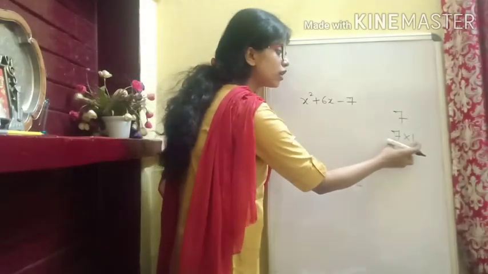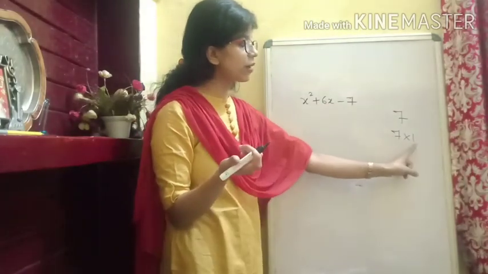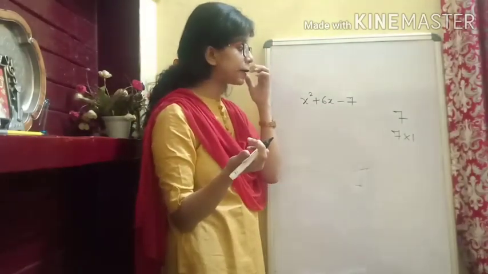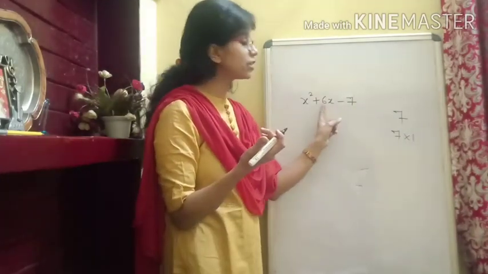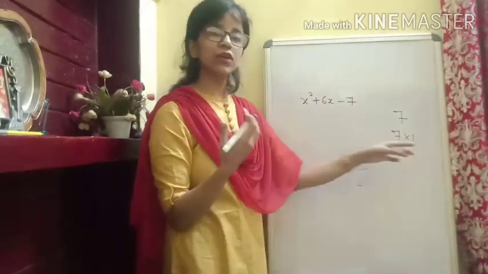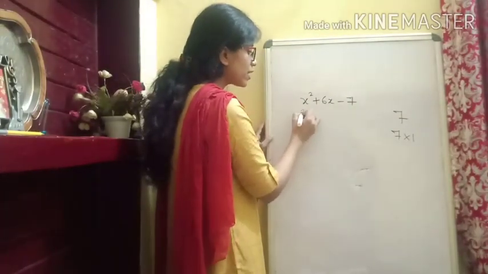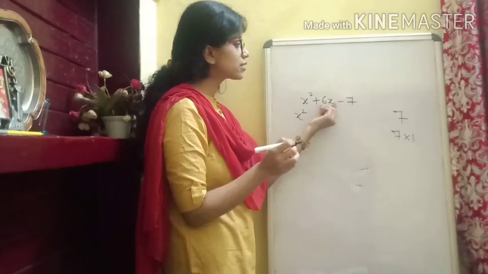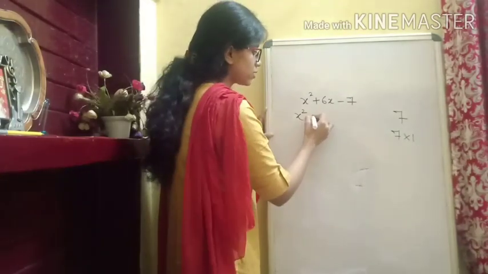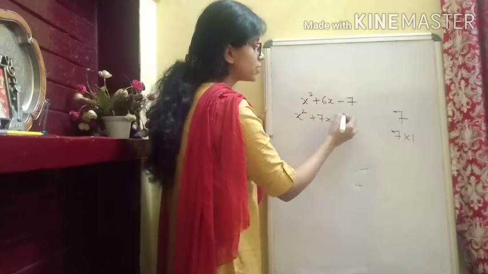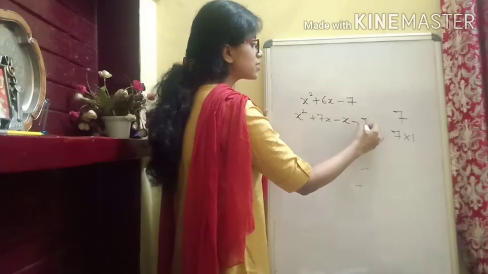Now we have these two numbers, and what do we want? We want 6. How to get 6? 7 minus 1, because we have to arrange the numbers. There are only two numbers, so how to get 6? 7 minus 1 will give you plus 6. Is it okay? Now let's see, x square as it is. How do we write this 6x? We will write it as plus 7x minus 1x. Either you write 7x minus x, that would be the same, minus 7.